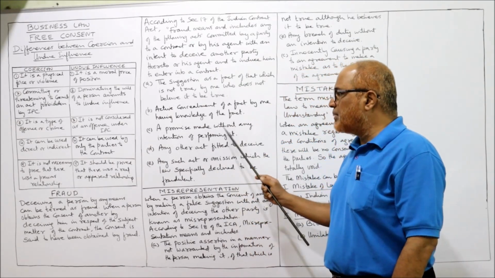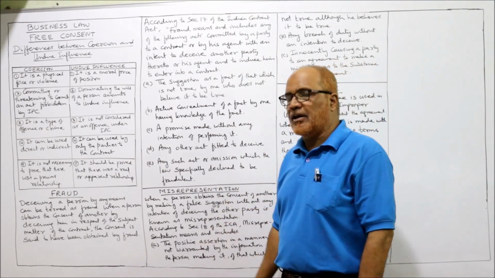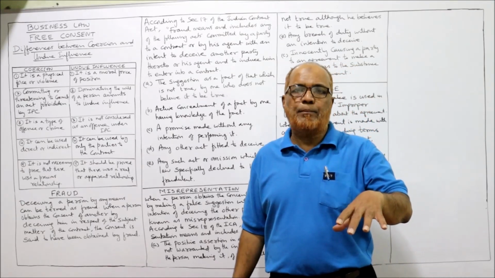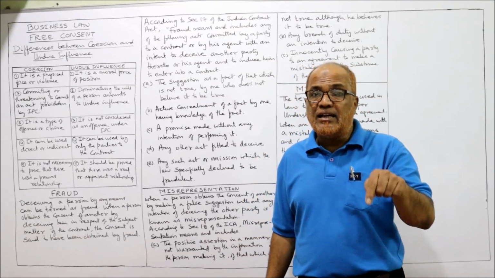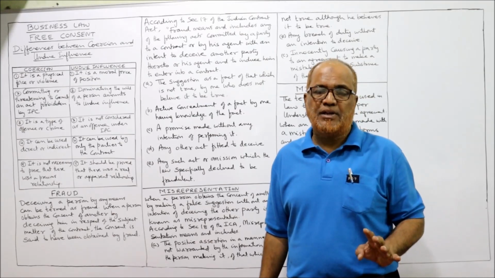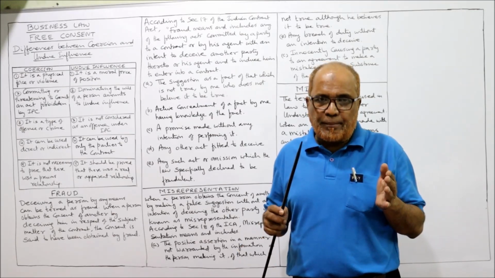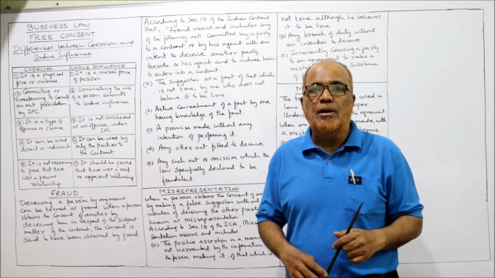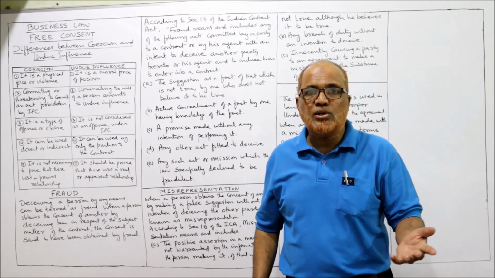Third one, a promise made without intention of performing it. A promise made by a person without having the intention of performing it. He does not have any intention to make performance, but still he is promising. That is also a fraud.